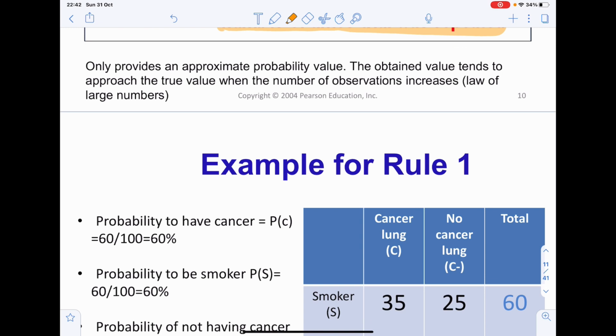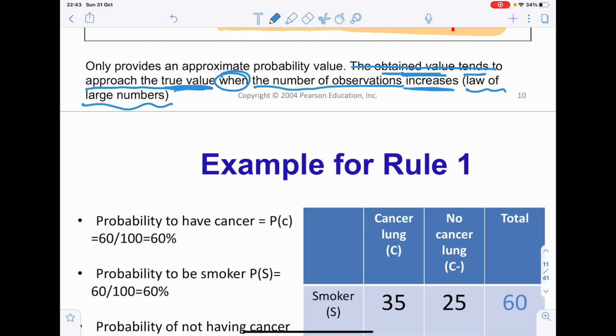This only provides experimental probability values. The obtained value tends to approach the true value when the number of observations increases. So it's natural that the more you increase the number of times you do the experiment and observe, you will approach the true value of the probability. So the value I obtained approaches the true value when the number of observations increases, as I repeated the procedures more. And this is what we call the law of large numbers.